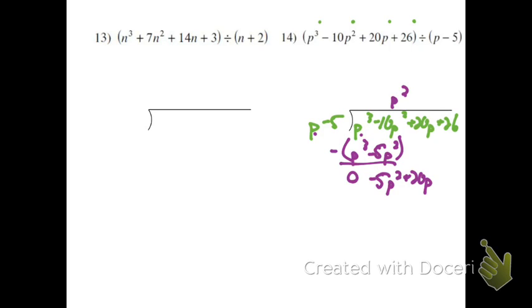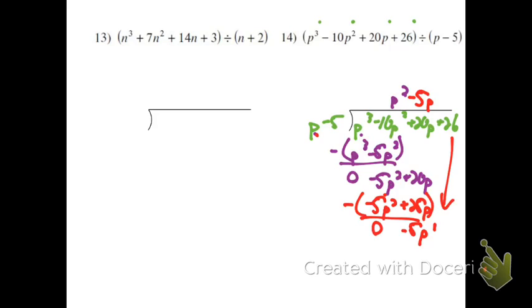Now we're talking. What do you multiply by p to get negative 5p squared? It should be negative 5p. Negative 5p times p is negative 5p squared. Negative 5p times negative 5 is a plus 25p. Once again, we subtract this entire binomial. Got my 0 there. 20p minus 25p is negative 5p. I have to drop down a positive 26 here.